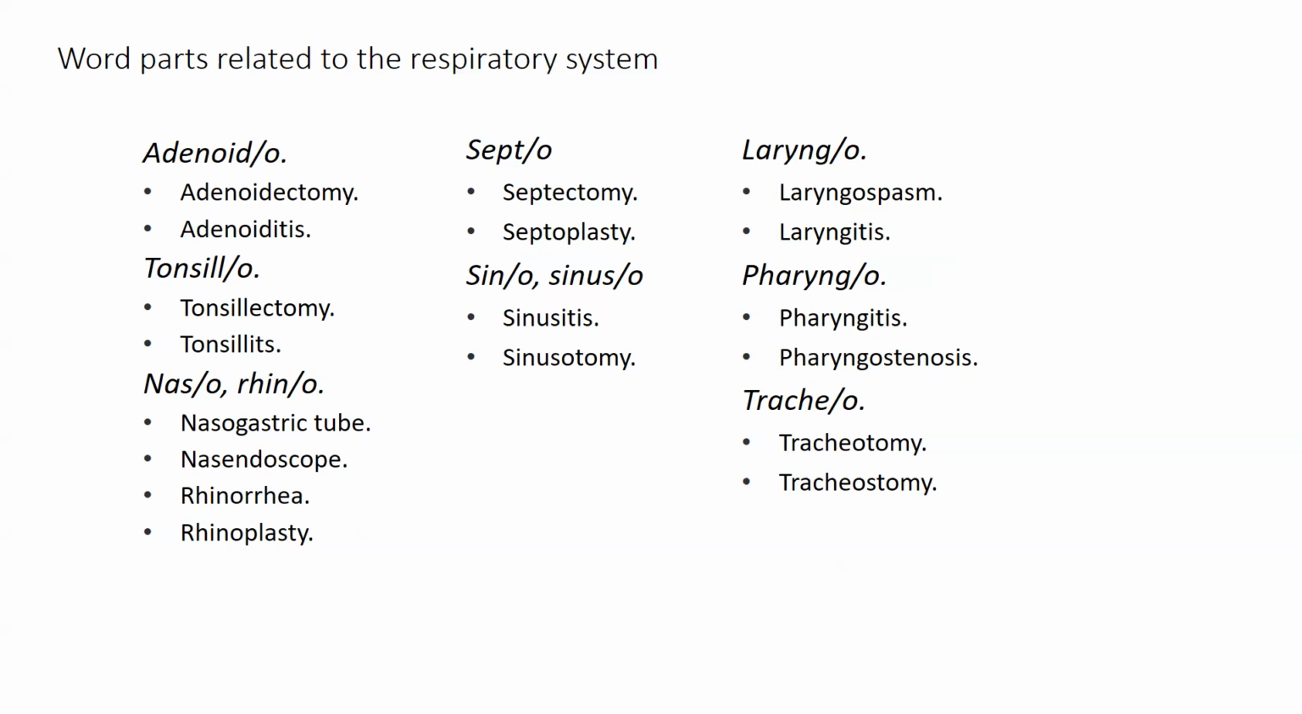Of course, tracheo refers to the trachea, the main airway. So a tracheotomy would be an incision into the trachea. A tracheostomy would be a creation of an opening into the trachea. If a person was having difficulty breathing because of something in the upper respiratory tract, you may have to make an opening directly into the trachea to allow them to breathe.